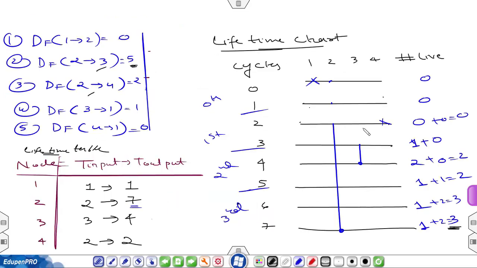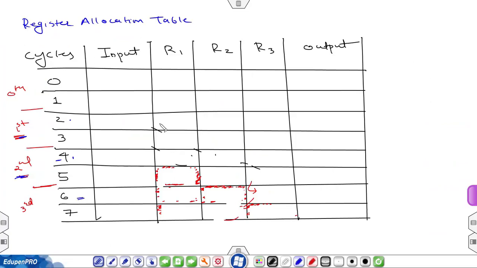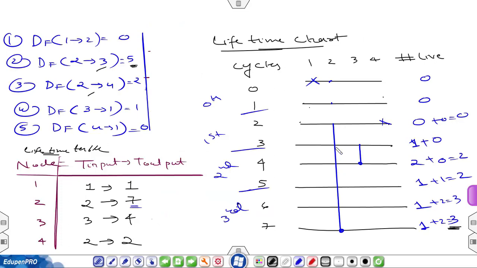So starting from the 0th cycle, no variable is live. In first cycle, no variable is live. In second cycle, N2 is generated. So adder number 2 generated its output. In third cycle, N3 is generated and N2 is now live. So when a variable is generated, we don't consider it as live.